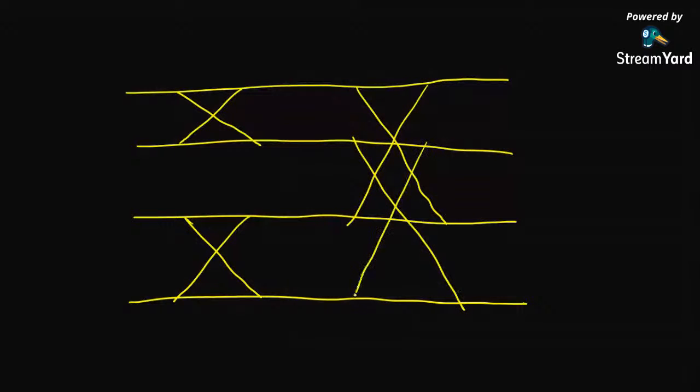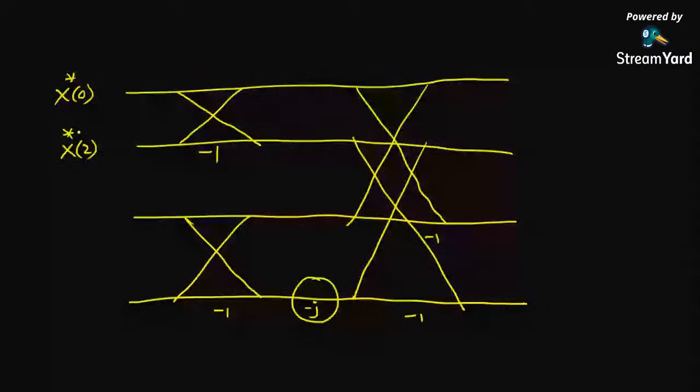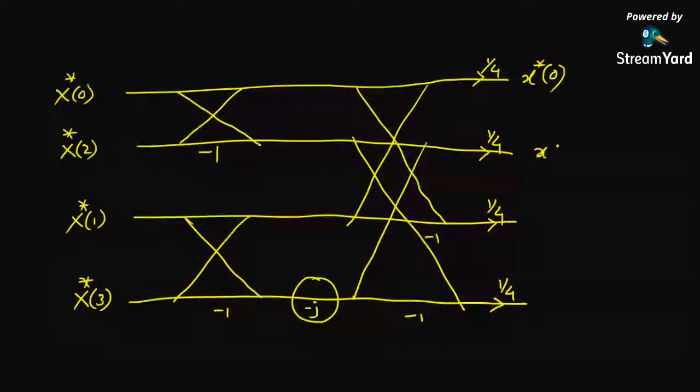Okay, then it is minus 1, minus 1. This is minus j, minus 1, minus 1. Inputs are x of 0, then x of 2, complex conjugate of it, x of 1, x of 3. Output is multiplied by 1 by 4, 1 by 4, 1 by 4, 1 by 4, and it is x of 0, x of 1, x of 2, and x of 3, complex conjugate of it.